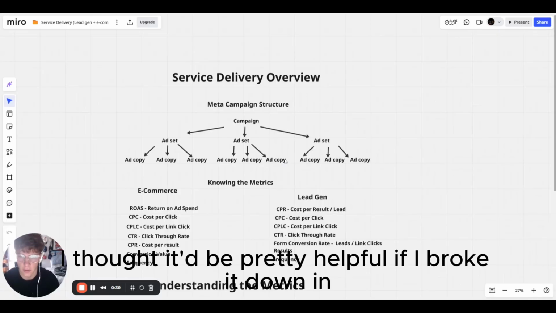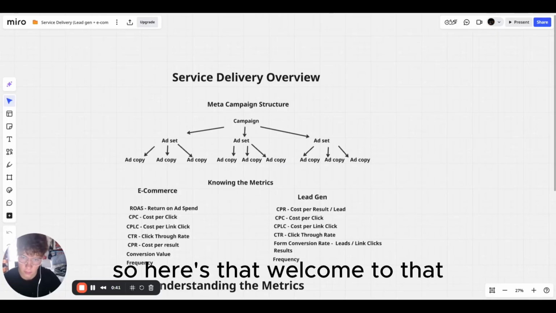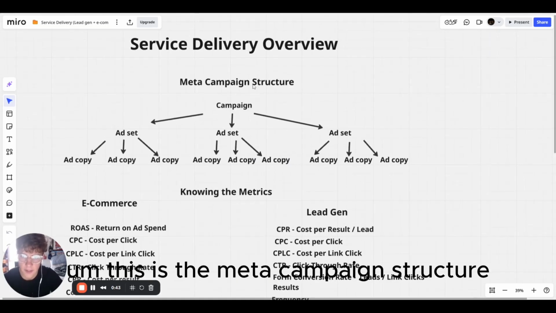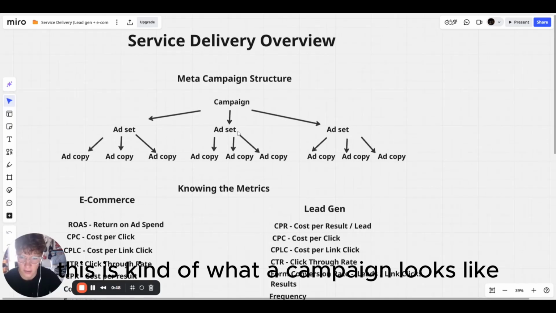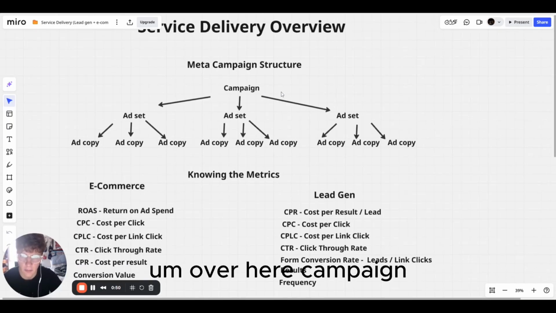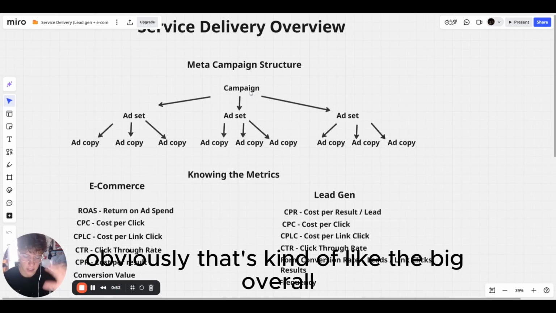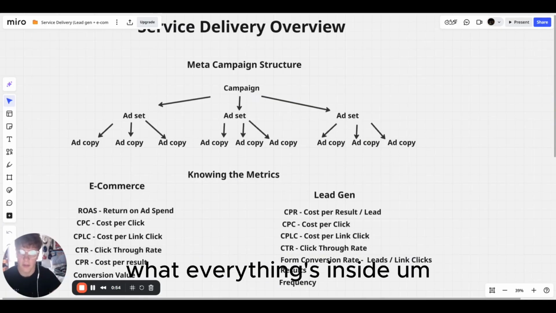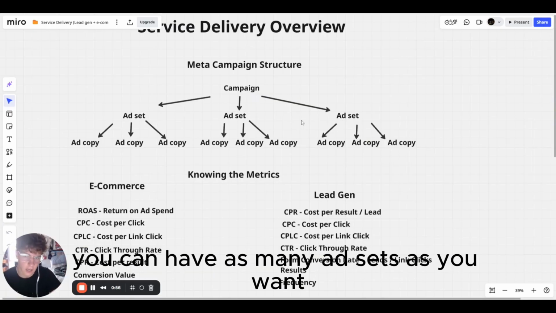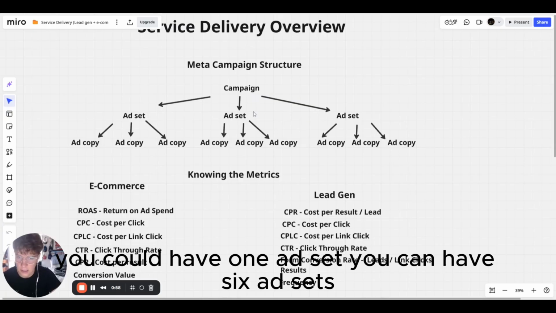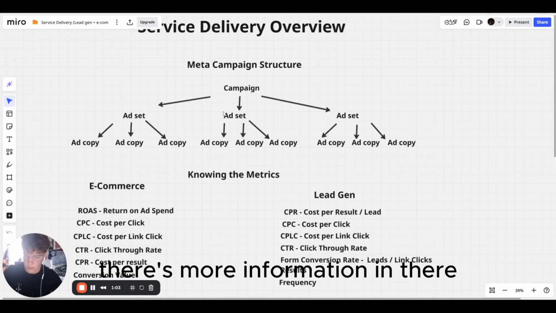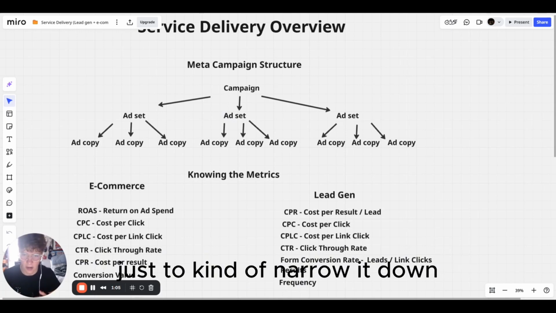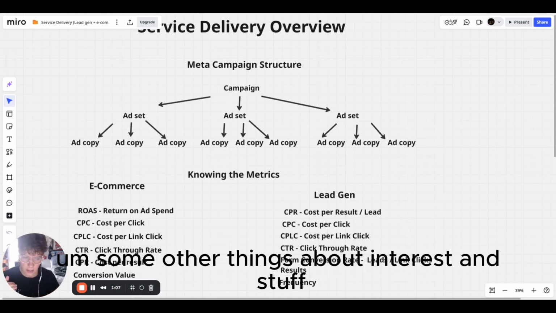I thought it'd be pretty helpful if I broke it down in a funnel form. So here's that. This is the meta campaign structure. When you're running meta ads, this is what a campaign looks like. Over here, the campaign is the big overall container for everything inside. Then you have 3 ad sets. You can have as many ad sets as you want. You could have 1 ad set. You can have 6 ad sets. An ad set is where there's more information to narrow it down. That's where your audience is, interests, and other things.